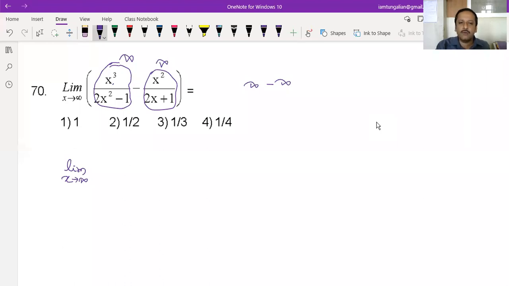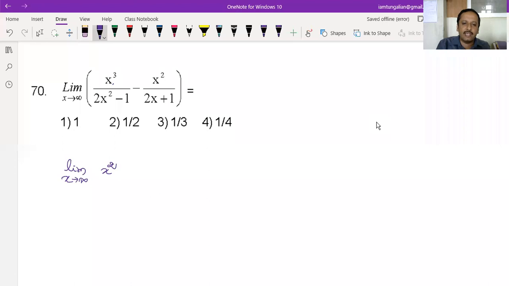So for this you cannot use L'Hospital's rule. L'Hospital's rule can be used only if it is of the form 0 by 0 or infinity by infinity. Now we are talking about infinity minus infinity, so L'Hospital's rule cannot be used. Then what else can I do? Can you see any common factor here? Wait, I'll clean this so that you can see some common factors. Yes, x square is a common factor here.